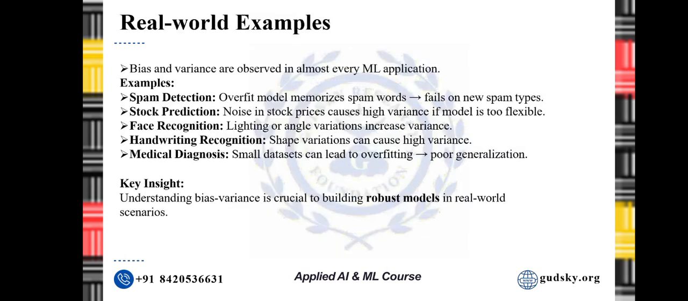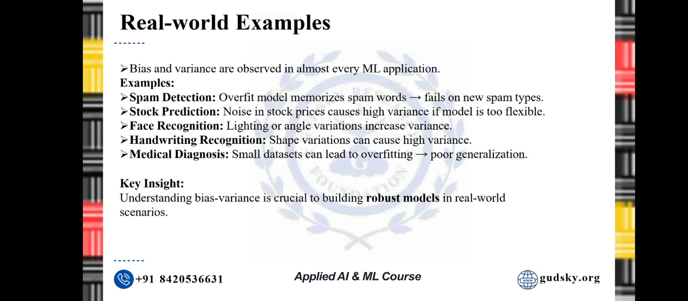So now let's connect these ideas to real world machine learning tasks. You'll find bias and variance issues everywhere, like spam detection. An overfitted model memorizes specific spam words like free or offer and fails when spammers use new ones. And stock price prediction. Too flexible models fit random market noise, that means high variance.